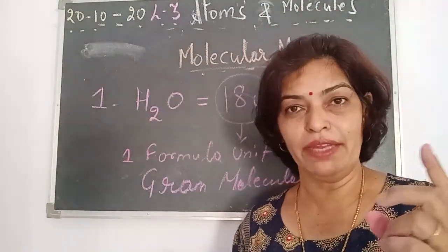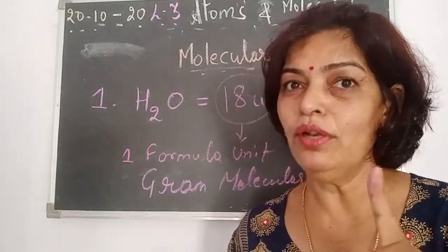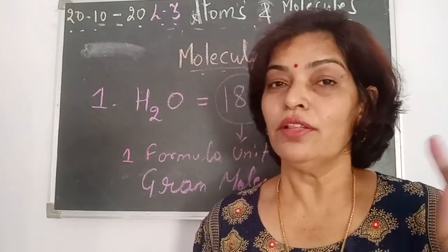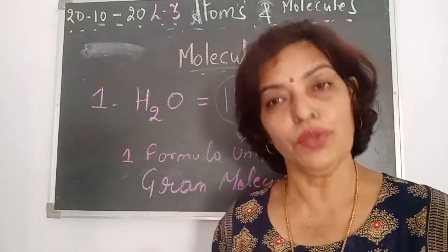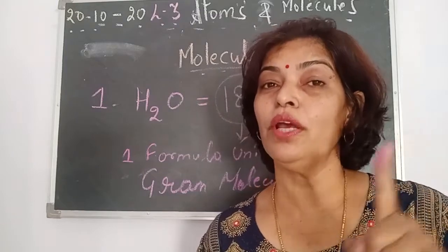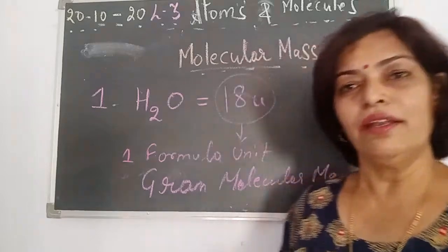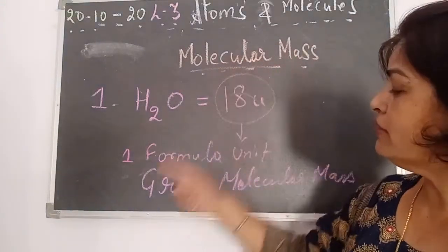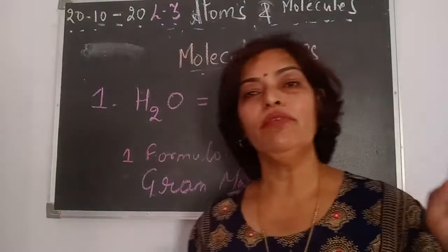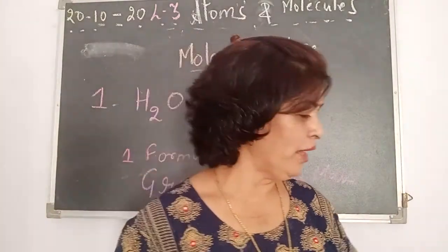Whatever molecular mass you find for one molecule, for example children, carbon dioxide, just now we calculated, it is 44 U. So when it is molecular mass, it is 44 U. But when I say what is the molecular mass for one formula unit for carbon dioxide, there also it will be 44. And when we express molecular mass in terms of gram, it is called gram molecular mass. So it will be 44 gram. Have you understood, children? I hope you have understood.